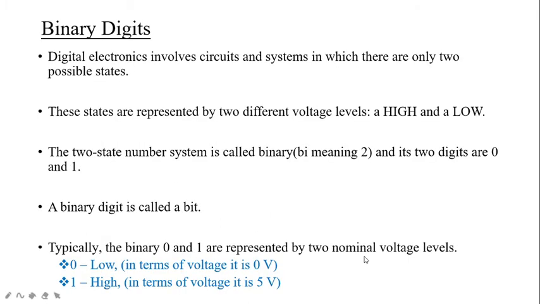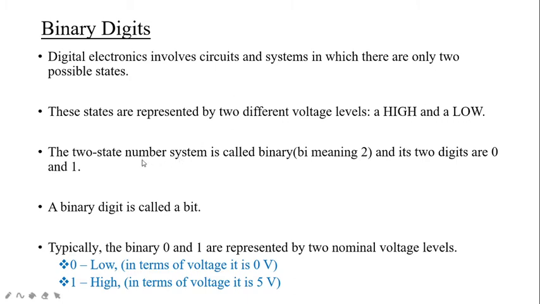Now let us study what are binary digits. Digital electronics involves circuits and systems in which there are only two possible states. We have seen in previous slides also that digital signals are represented only in two states. Fine. So these states are represented by two different voltages, that is a high and a low. That is, a digital electronic circuit has two possible states, one is high and one is low.